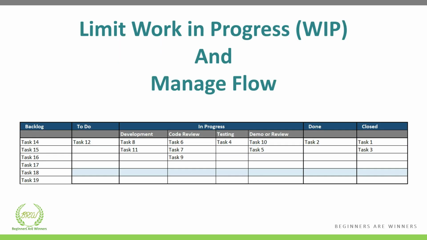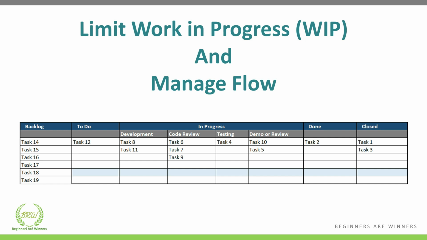Let's move on to another principle of Kanban, which is limiting the work in progress items and managing the workflow. It will be the team who decides to set work in progress limits as per their capacity to manage the flow of items more effectively. Based on team size, they may agree on the following limits.